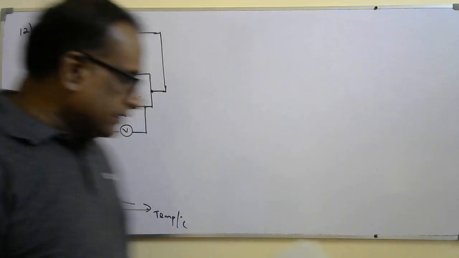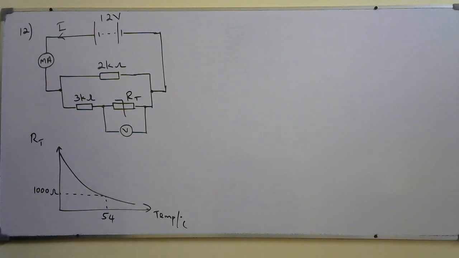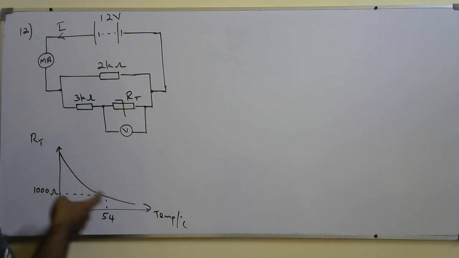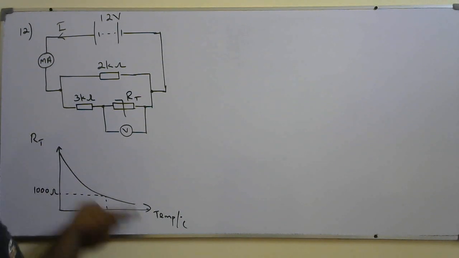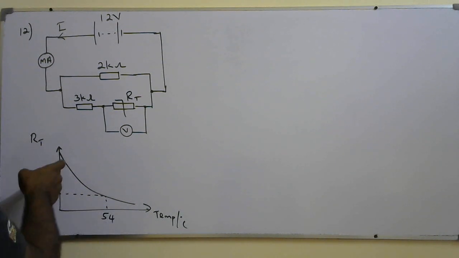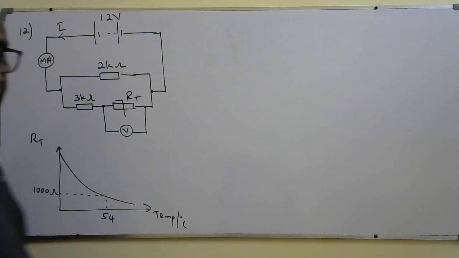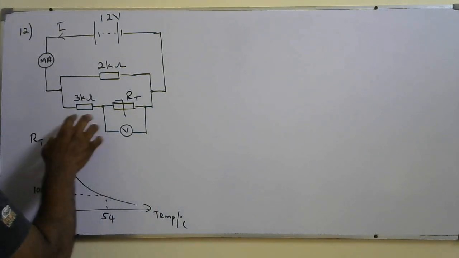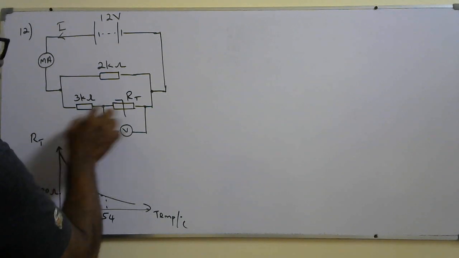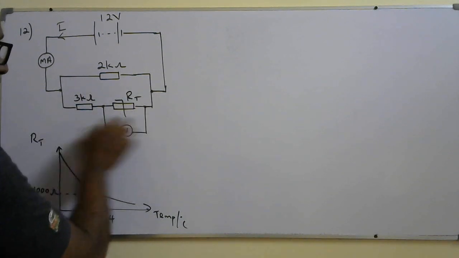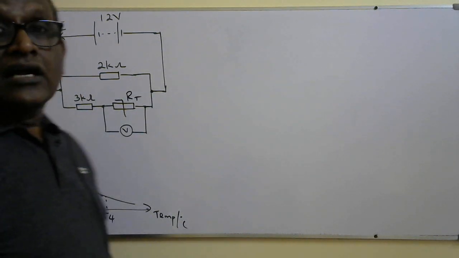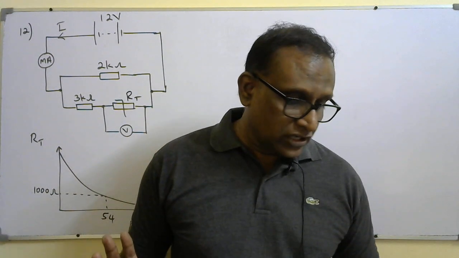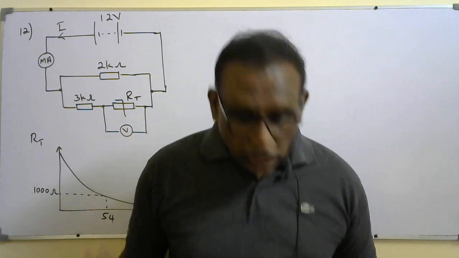So when the temperature of the thermistor is decreased, you can see from the graph that the resistance of the thermistor will increase. When the resistance of the thermistor increases, the total resistance of the 3 kilo ohms and the thermistor, which are connected in series, will increase. But the question is about how it will affect the voltmeter reading.